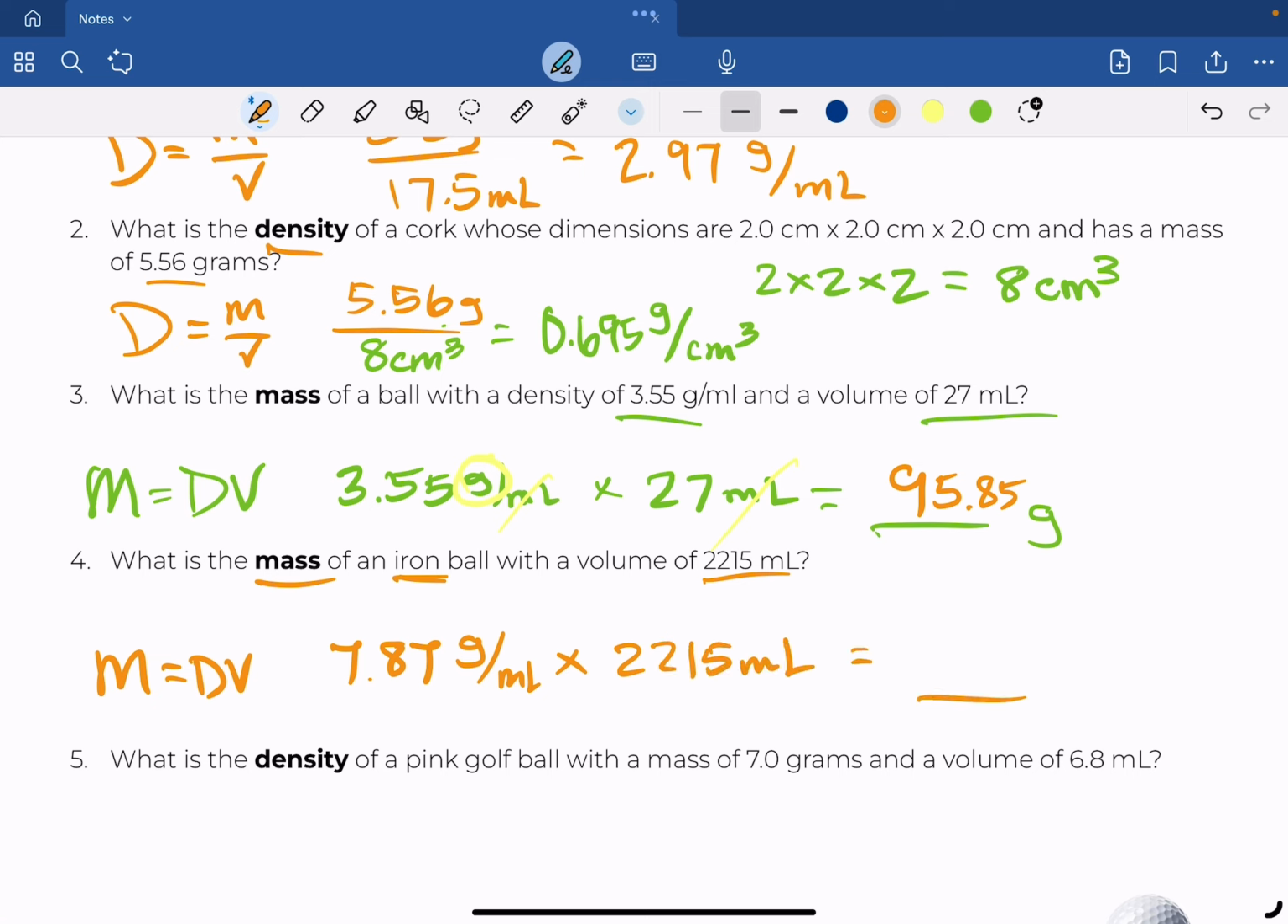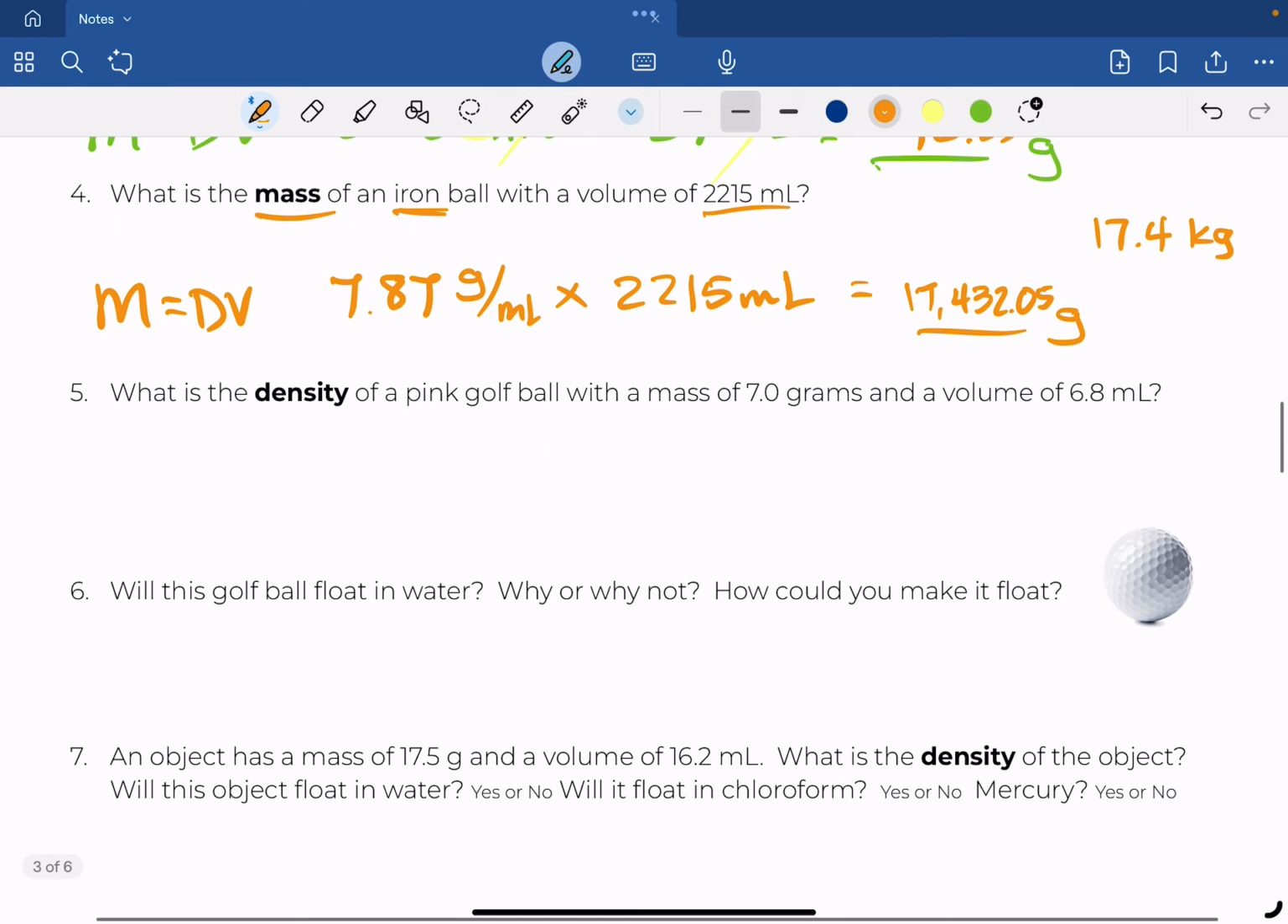Our milliliters would cancel out. Our units should be in grams here as we're solving for mass. Should have a pretty big number, almost 8 times 2,000. 17,432.05. Another way to write it would be 17.4 kilograms. But we just want the grams. All right, next one, number 5.